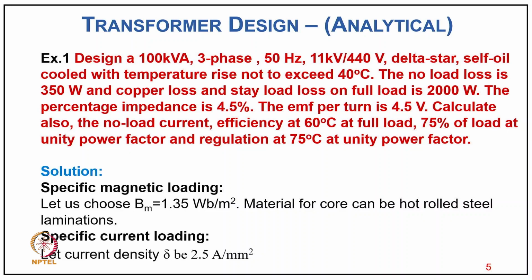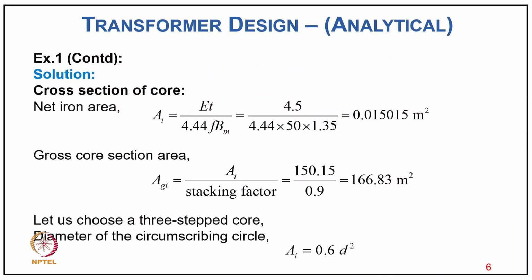So coming to the solution, the specific magnetic loading. Let's consider a magnetic flux density of 1.35 Weber per meter square, and the material for the core can be hot rolled steel lamination. The specific current density is to be taken as delta at 2.5 ampere per millimeter square.